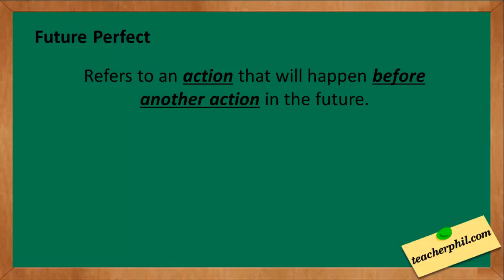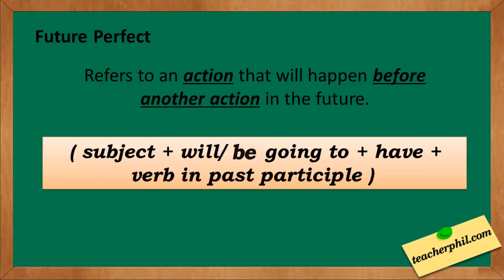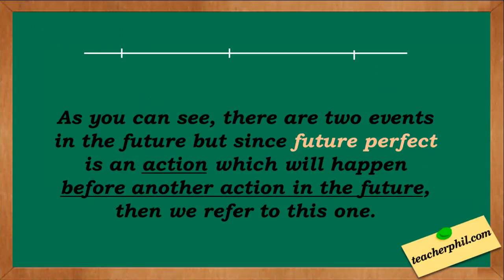The pattern in making a future perfect statement is subject plus will or be going to plus have plus verb in past participle. Try to look at this closely. Here's the present and the two future events. As you can see, there are two events in the future. But since future perfect is an action which will happen before another action in the future, then we refer to this one.